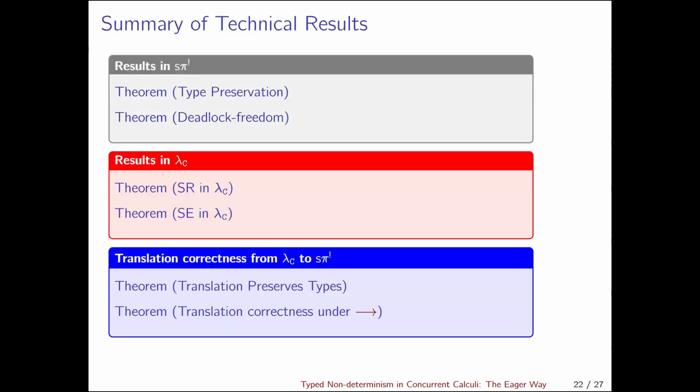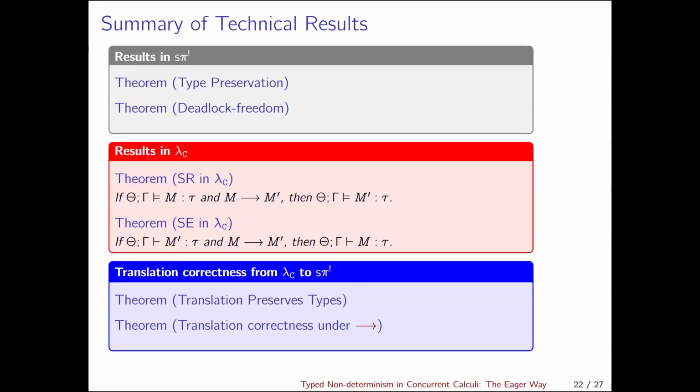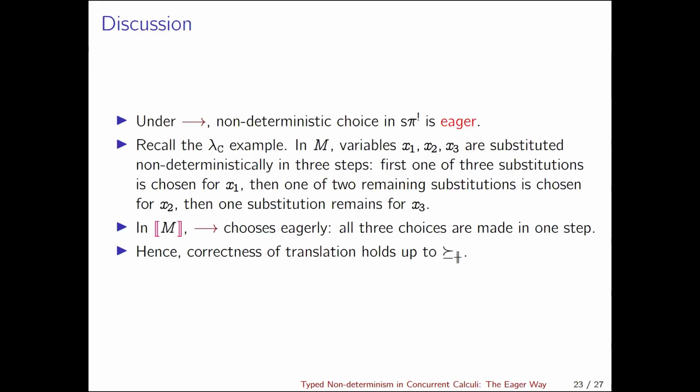And then the soundness, and what did we prove? I'm finishing. We proved many technical results: type preservation and deadlock freedom in the pi calculus, subject reduction and expansion in the lambda calculus, normal properties that we need, and then the translation preserves types, and correctness under the semantics that we defined. This means Joel had to prove all the properties, all the lemmas, all the theorems that I showed. Just to finalize, the semantics that we've defined we call eager. It means that we choose too soon, we commit too soon.